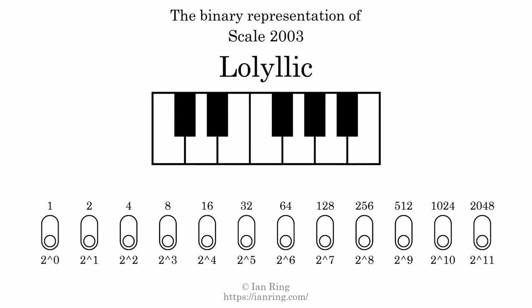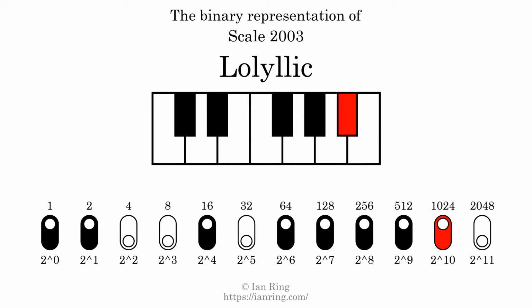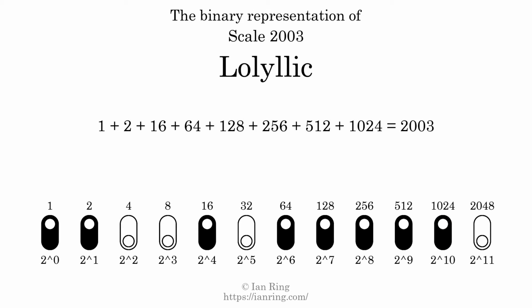The binary representation of this scale is determined by mapping tones of the scale to binary digits. Each binary digit represents a power of 2. To get the scale number, we add the powers of 2 together. The powers of 2 that are present in the scale, all added together, equals 2003. That is why the scale number, in decimal, is 2003.